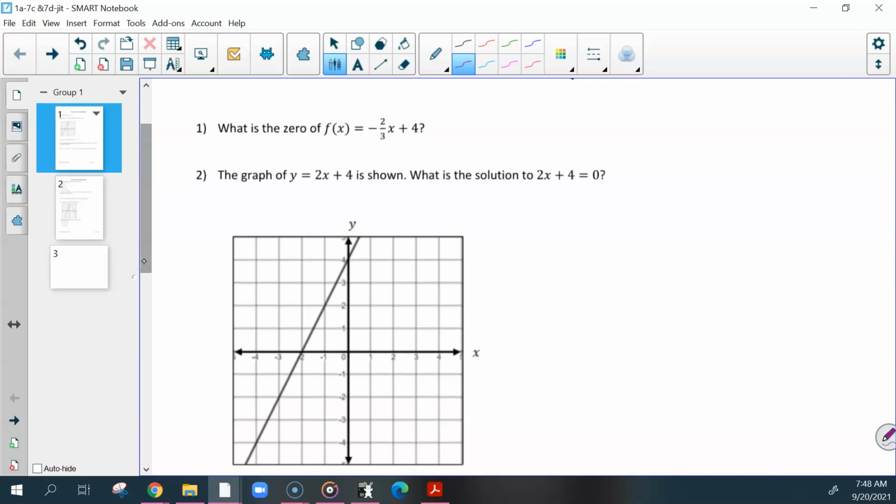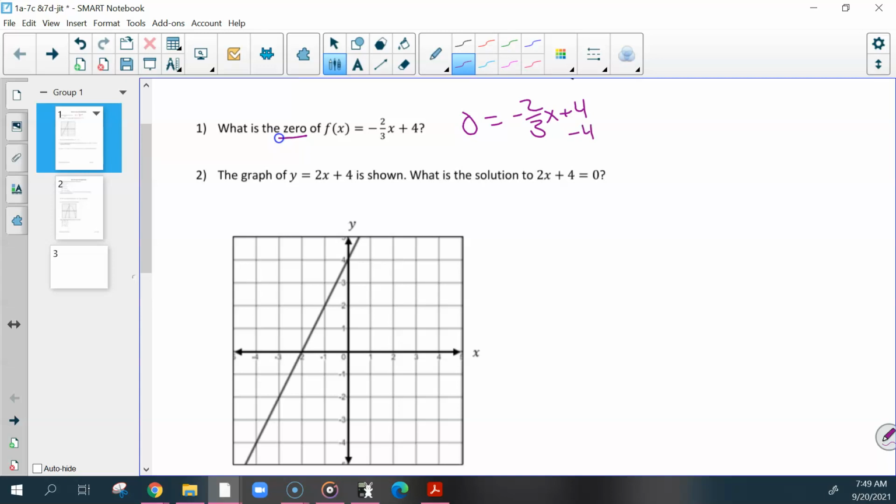Alright, so for the first one, 0, remember, is another word for x-intercept. You need to put 0 in for y and solve. So f of x is the same thing as y. Replace that, put 0 in, solve for x.